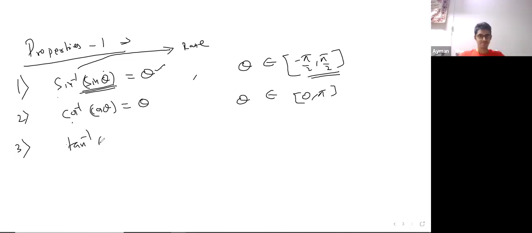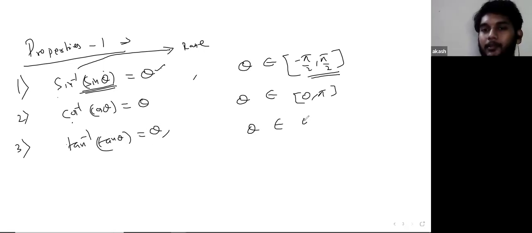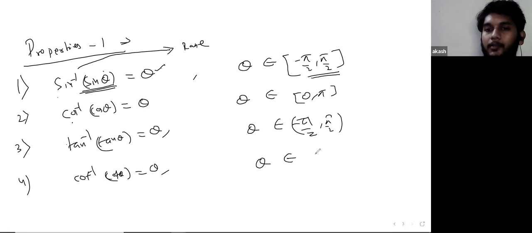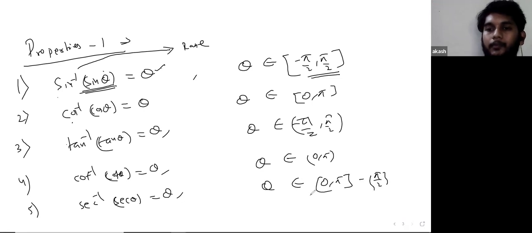So tan inverse tan theta is theta, where theta lies between minus pi by 2 to pi by 2. Cot inverse cot theta is equal to theta, where theta lies between 0 to pi. Sec inverse sec theta is theta, where theta lies between 0 to pi, minus pi by 2. Cosec inverse, write it down. Nothing a lot to explain in here.